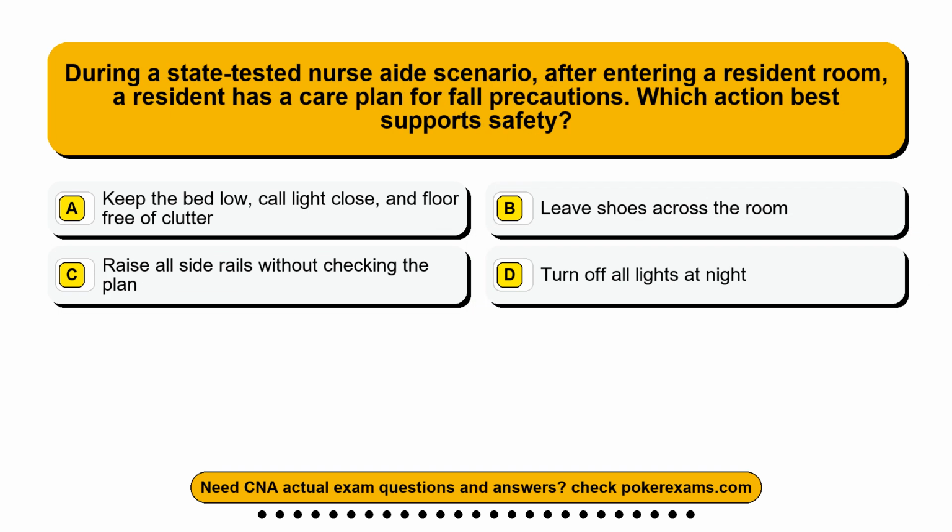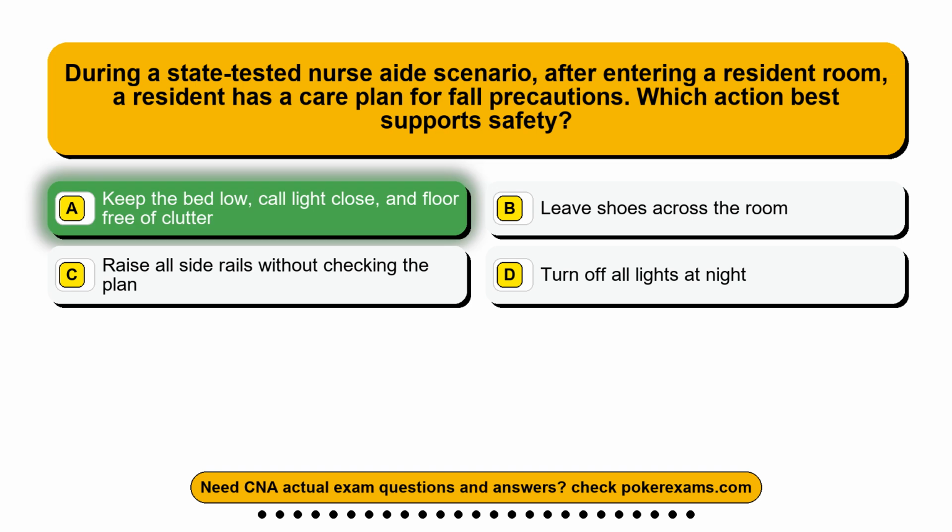Question 3. During a state-tested nurse aide scenario, after entering a resident room, a resident has a care plan for fall precautions. Which action best supports safety? Option A. Keep the bed low, call light close, and floor free of clutter. Option B. Leave shoes across the room. Option C. Raise all side rails without checking the plan. Option D. Turn off all lights at night.